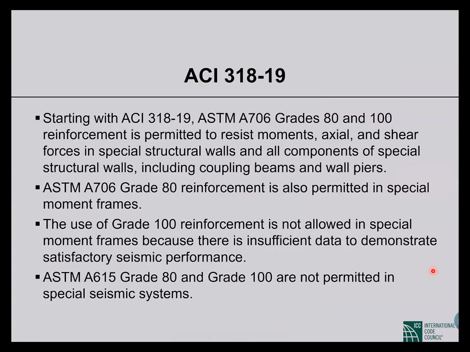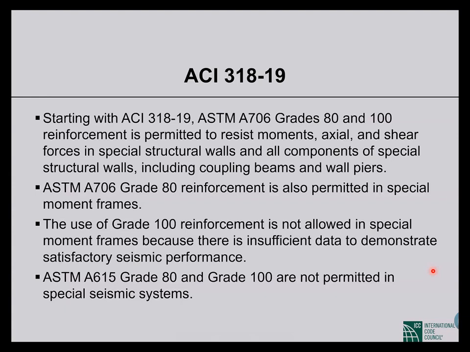ACI 318-19. I told you in the third session of our training program that BNBC 2020 was actually written in 2010. And for concrete, it followed ACI 318-08, which was published in 2008. There, the conditions in ACI 318-08 for designing special moment frames and special structural walls were quite restrictive. ACI 318-08 didn't allow the use of higher grade steels. The highest grade steel that could be used was grade 60 or 420 megapascal.